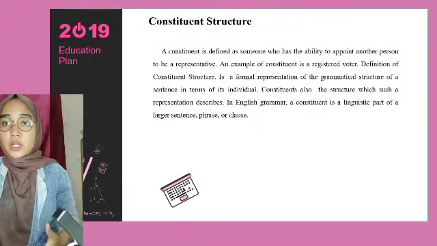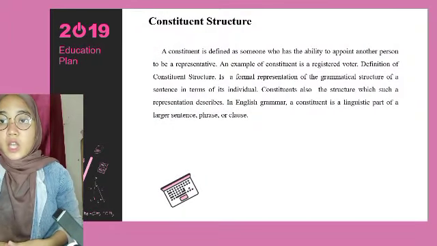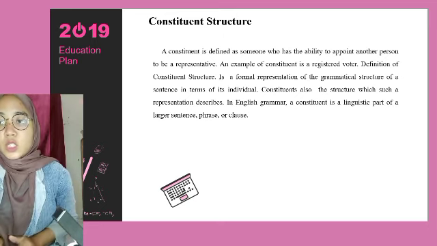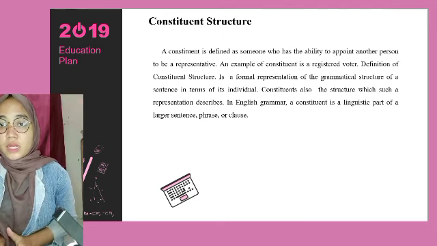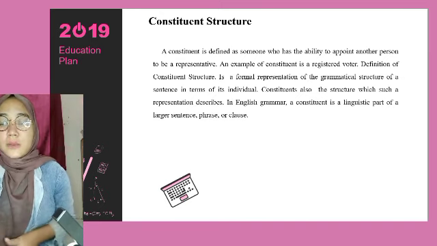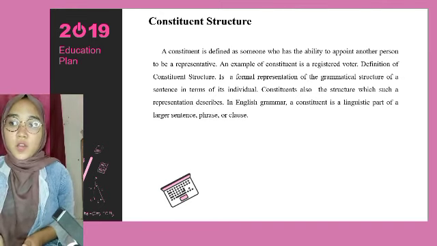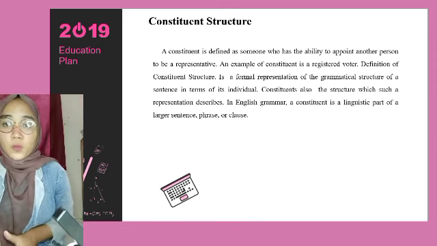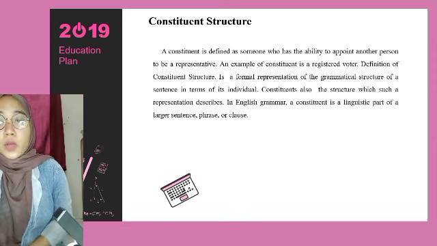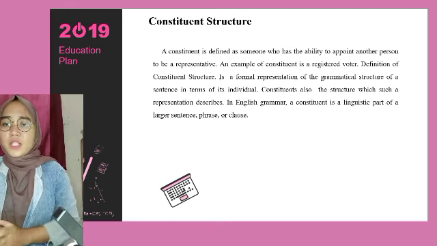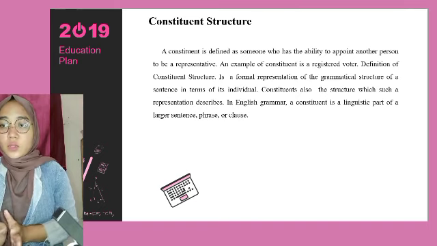Next is about constituent structure. A constituent is defined as someone who has the ability to appoint another person to be a representative. An example of a constituent is a registered voter. The definition of constituent structure is a formal representation of the grammatical structure of a sentence in terms of its individual constituents, also the structure which such a representation describes.